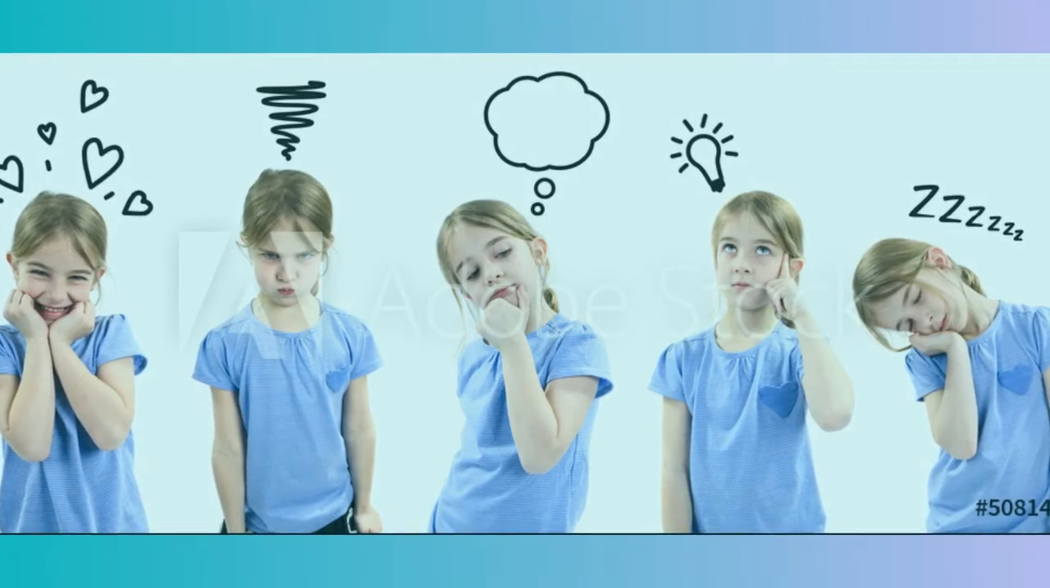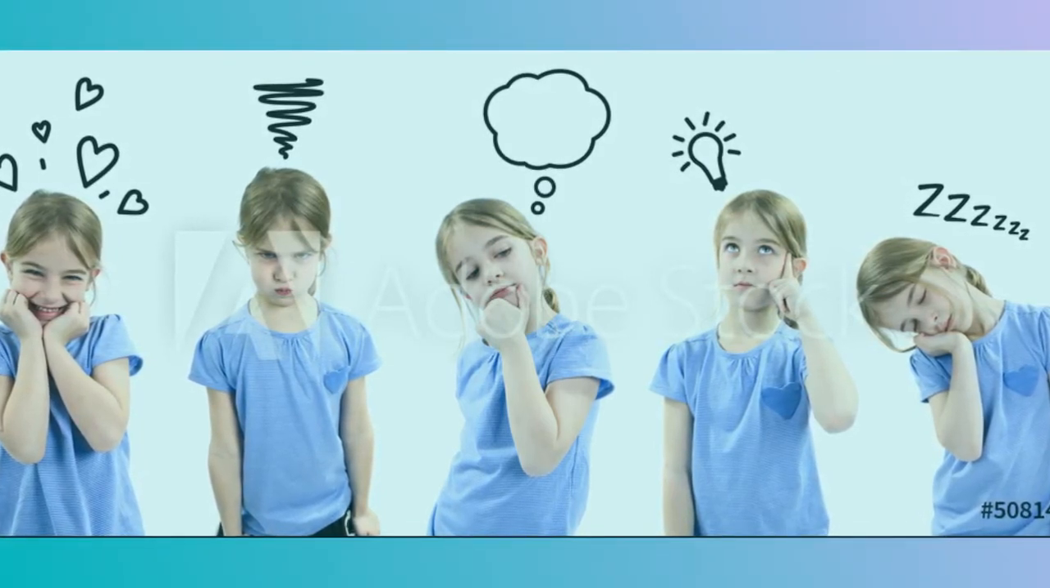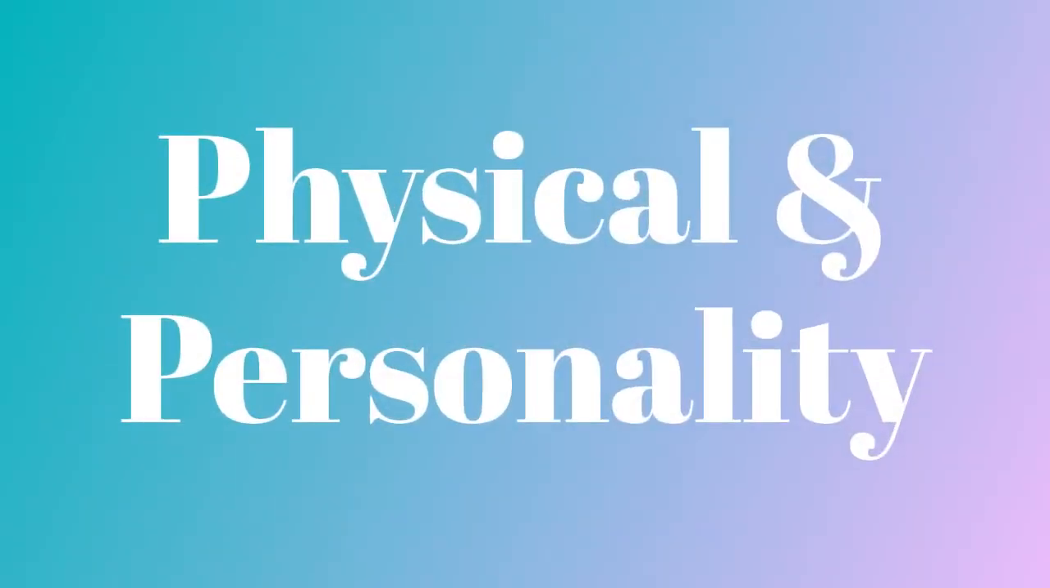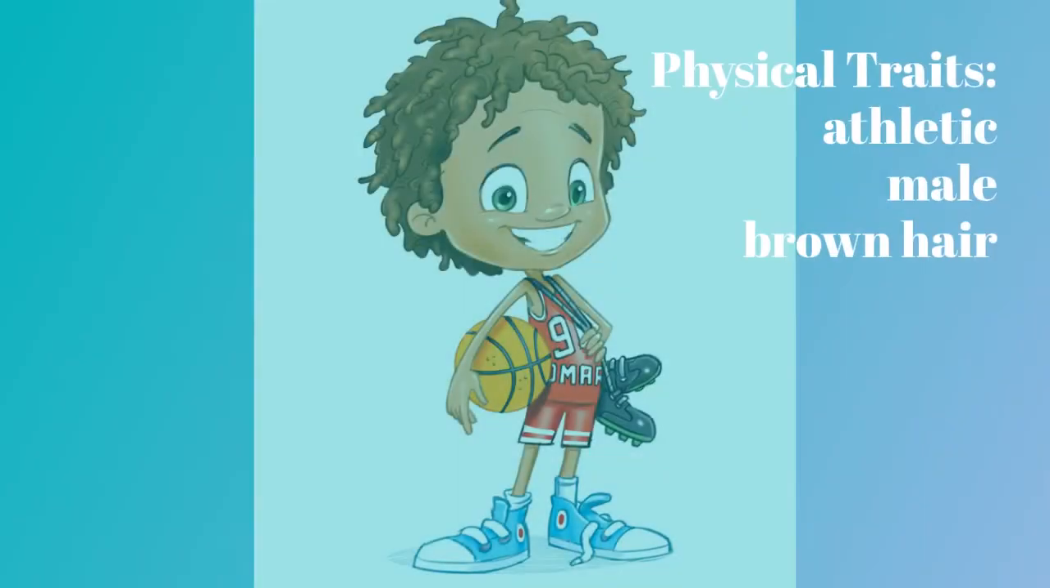Sometimes you must infer what a character's feeling based on their thoughts and dialogue with other characters in a story. Characters have both physical and personality traits. Physical traits are traits we can see with the eye. Personality traits we must infer based on their thoughts and actions.